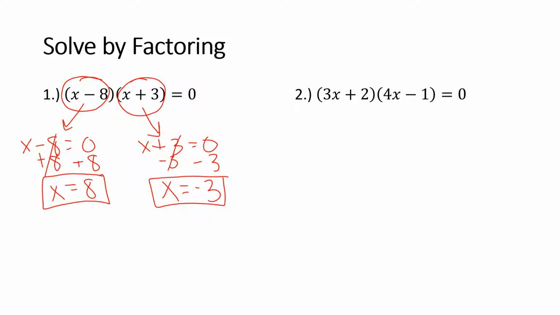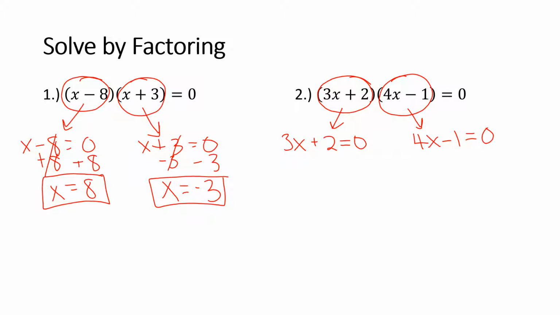Likewise, in example 2, we have the product is equal to 0. So 3x plus 2 times 4x minus 1 equals 0. And we know that if the product is 0, that tells us that one of these factors must equal 0. So either 3x plus 2 is equal to 0, or 4x minus 1 is equal to 0. And all you have to do from here is solve for x to get your two solutions.